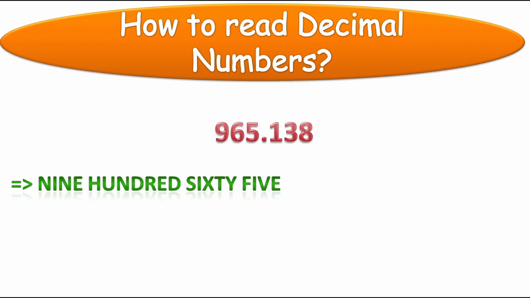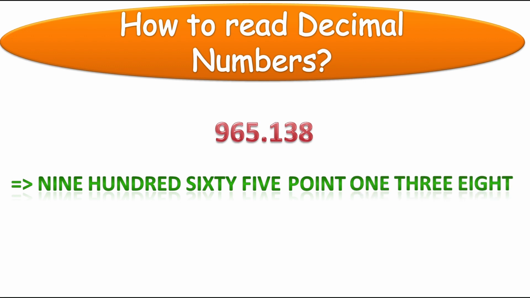965. Then as we have a decimal point here, we have to write point. Then for the numbers present after the decimal point, we just write the names of the digits. Like here it is 138, so we write 138. So together how do we read it? 965.138. Understood? We read the first part as we read whole numbers, then say point, and then say the names of the digits. That's all.